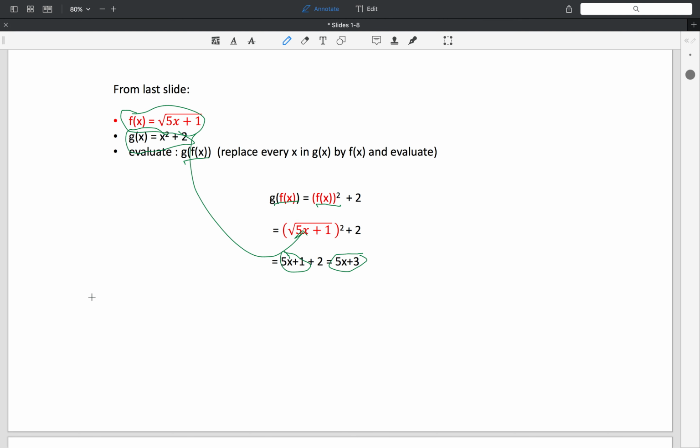So again, that's what we did before. We said take 5x plus 1, take the square root, square it, and then add 2. And all that simplifies to 5x squared. Sorry, there should be a 5 here.